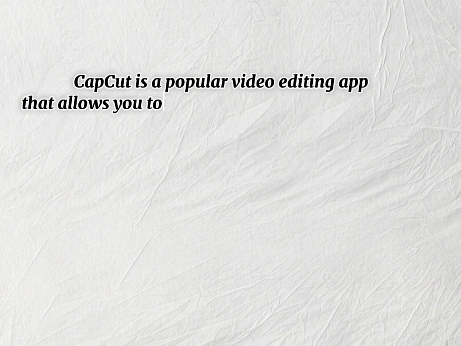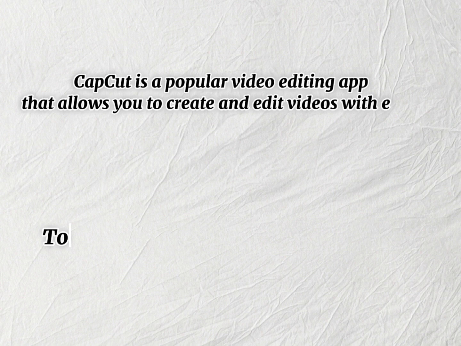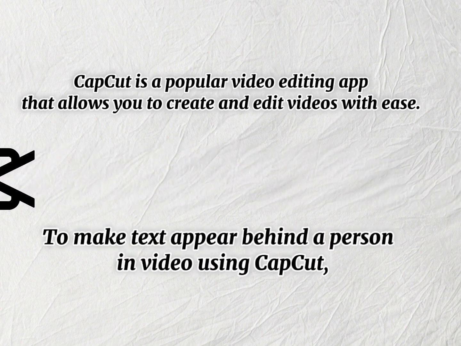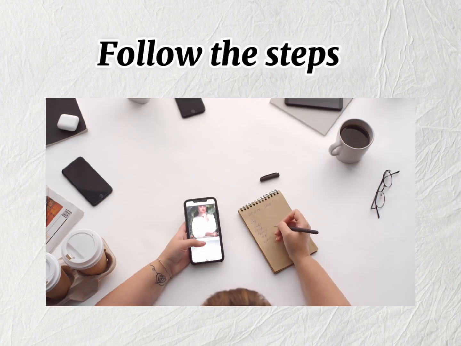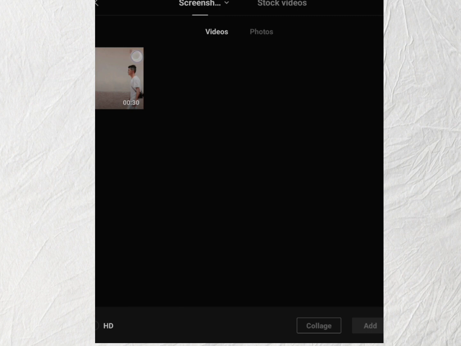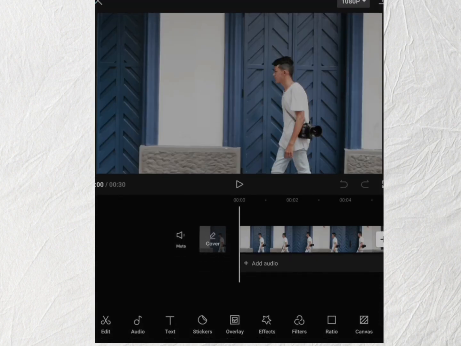CapCut is a popular video editing app that allows you to create and edit videos with ease. To make text appear behind a person in a video using CapCut, you can follow these steps. Open the CapCut app and create a new project. Import the video clip you want to edit into your project.